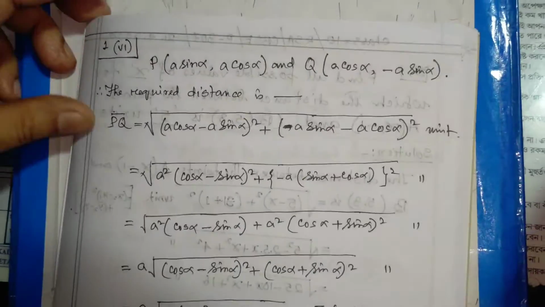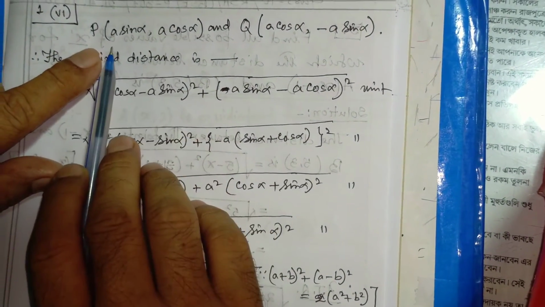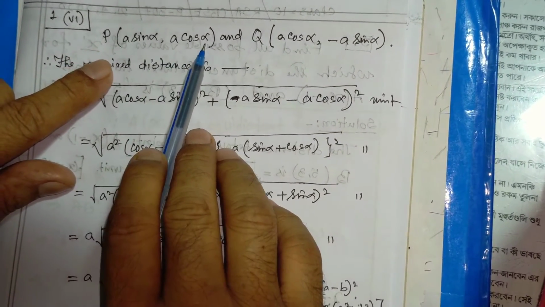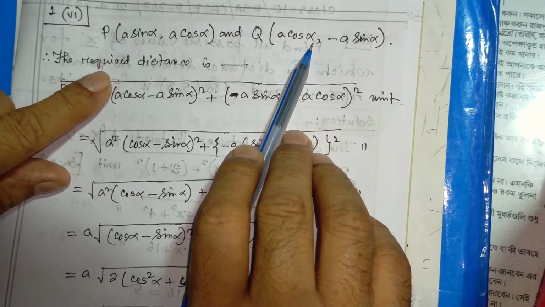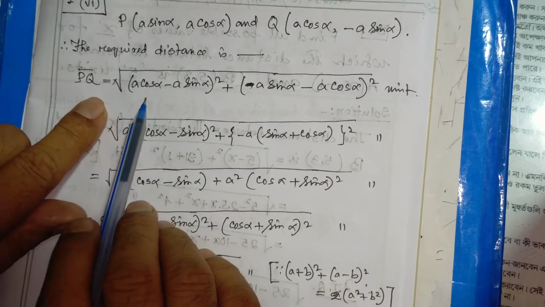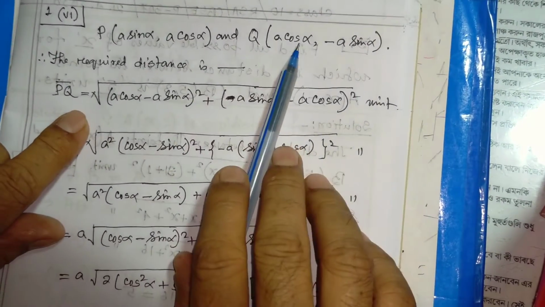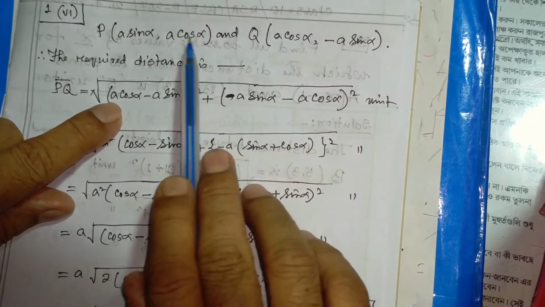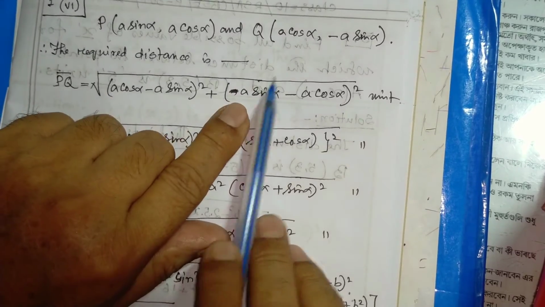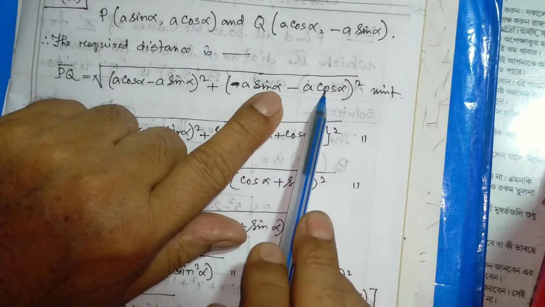Now I want to go to 1 Roman 6. Here another type of coordinates are given. P is given as A sin alpha and A cos alpha. Q is given as A cos alpha and minus A sin alpha. So the required distance PQ is, again the formula is x2 minus x1 whole square. x2 means A cos alpha, x1 means A sin alpha. I have written that one. Here y2 means minus A sin alpha minus y1 means A cos alpha.